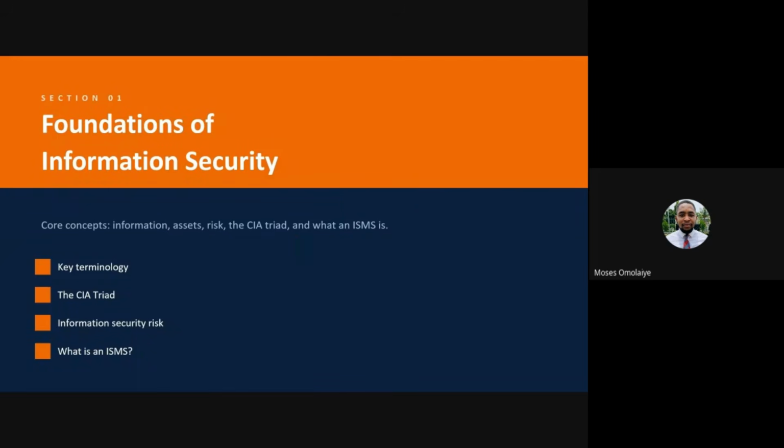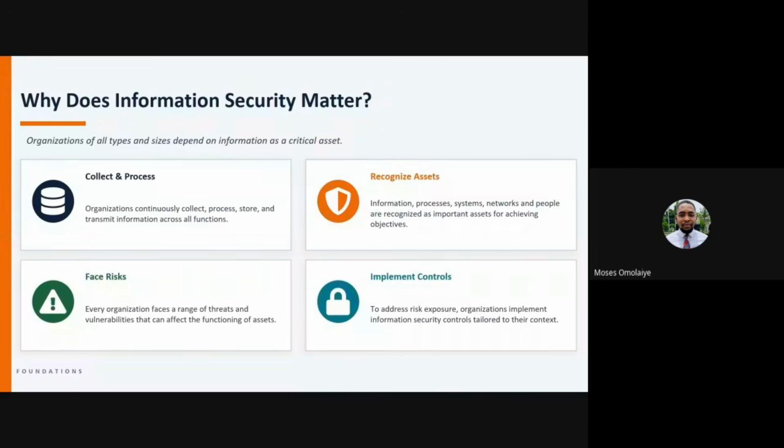So we're going to look at some core concepts like information, asset, risk, the CIA triad, and what an ISMS is. So this is like the bedrock of information security. So why does it even matter? Why does information security matter? Because organizations, regardless of the business type or the size of the organization, depend on information as a critical asset.